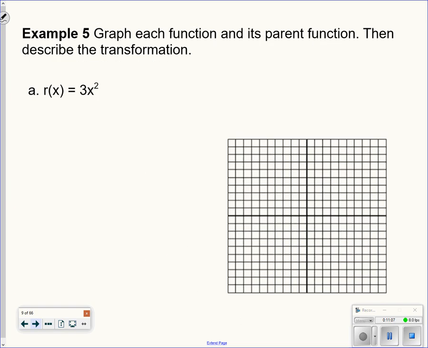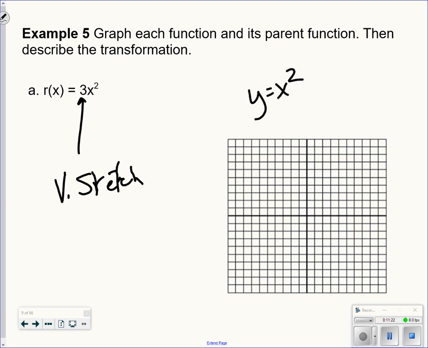So here we go. Notice we are multiplying by a 3. So even though I haven't actually graphed this or looked at it, I know this is a vertical stretch. Now, what does the actual graph look like? Well, the parent function would be y equals x squared for a quadratic. So 0, 0, 1, 1, 2, 4.